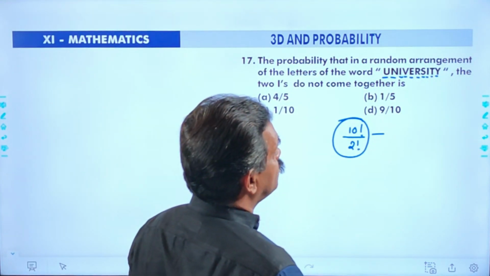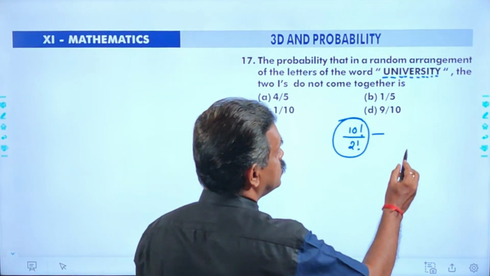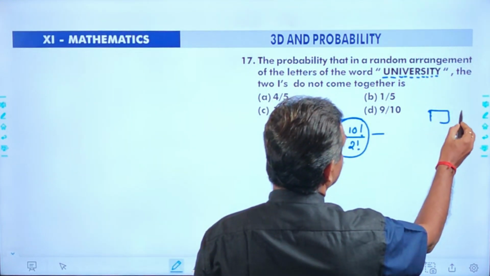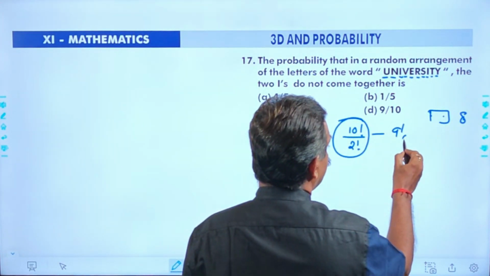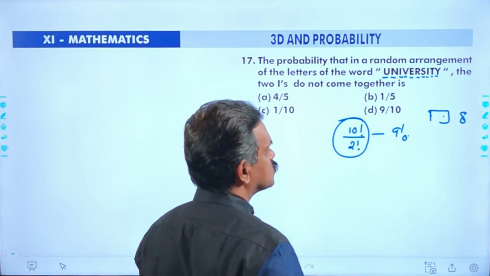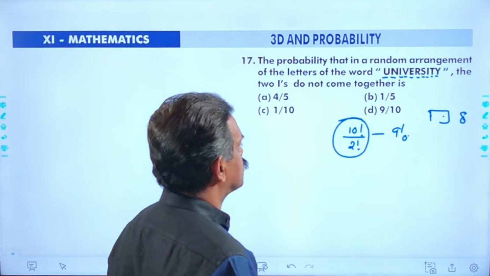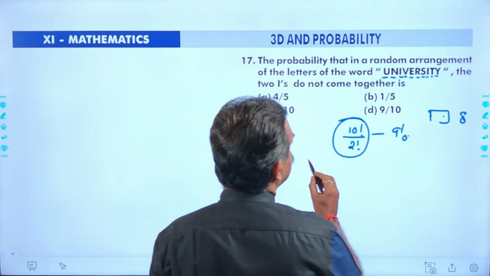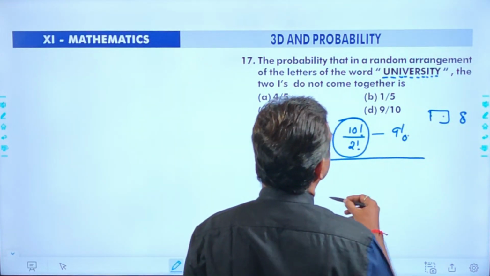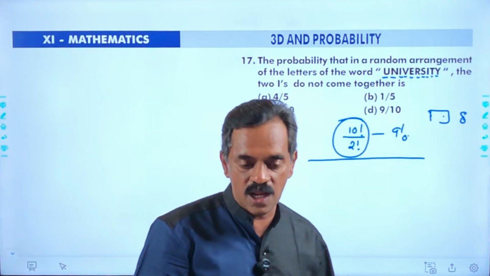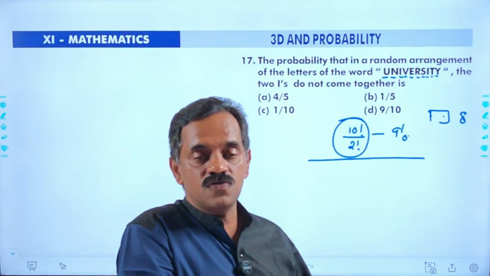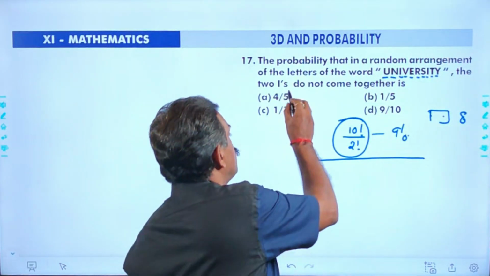How many arrangements where they occur together? Take the two i's inside one box, then remaining there will be only 8 letters, so this should be treated as 9 letters. So 10 factorial by 2 factorial minus 9 factorial, whole divided by the total ways it can be arranged, 10 letters arranged 10 factorial by 2 factorial. When you arrange, the answer is given by choice A.